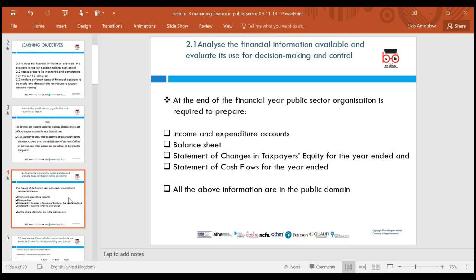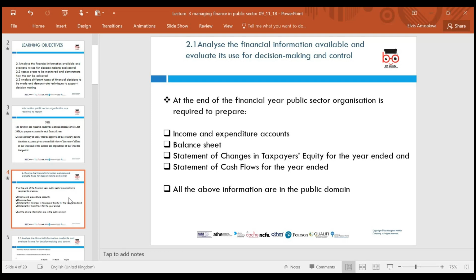At the end of every financial year, every public sector organization, including the NHS, is required to provide income and expenditure accounts. All the taxes that come in, all the money from national insurance, car parking charges, those are all income that comes in. So at the end of the year, they have to account for all those incomes and how they used them. So we'll have their income and expenditure accounts.